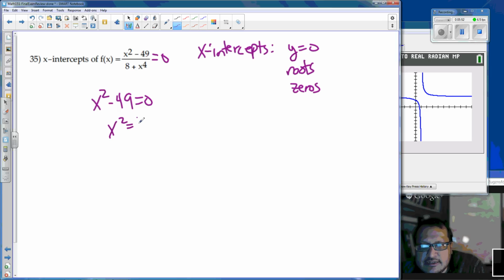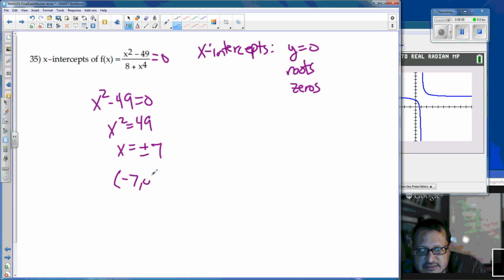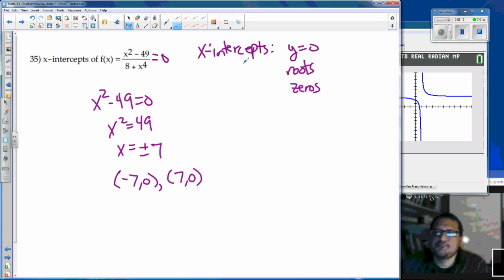Well, x squared equals 49, and x equals plus or minus 7 would be our x-intercepts. Now, x-intercepts are points, so this is (-7, 0) and (7, 0). Y is 0 on both of them.